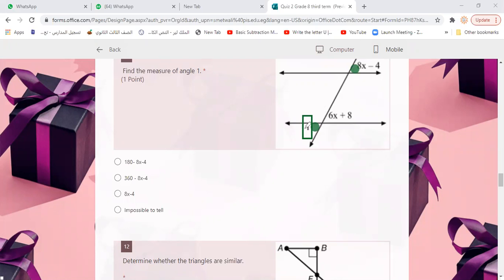Those two are alternate exterior angles. So once this angle equals 8x minus 4, this angle also will be 8x minus 4, because those two are alternate exterior angles. So the measure of angle 1 will be 8x minus 4.